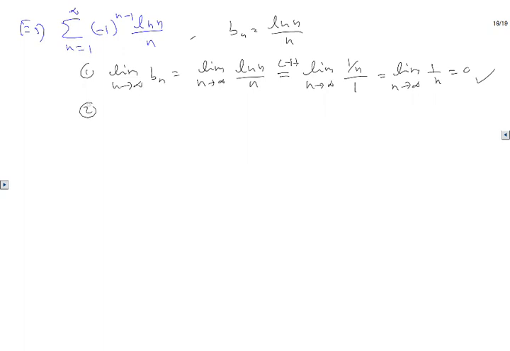Then we're going to go to the second test. For the second test, we want to show that this is decreasing. So we're going to show that bn is decreasing. So what are we going to do again?